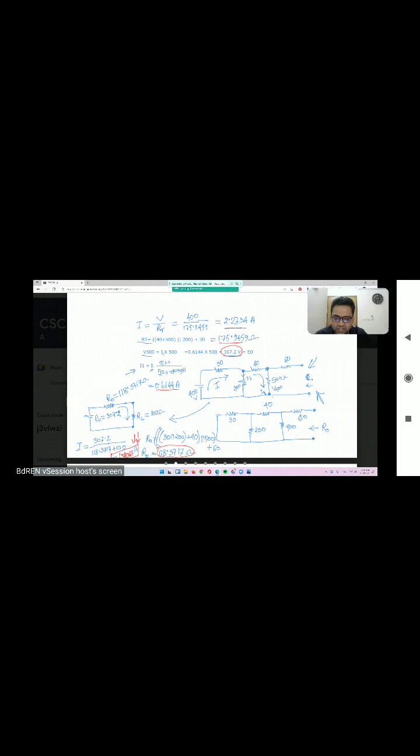But we have considered the 60 during the R naught, because during the R naught there is no current flow, and we consider all of them. Look here.